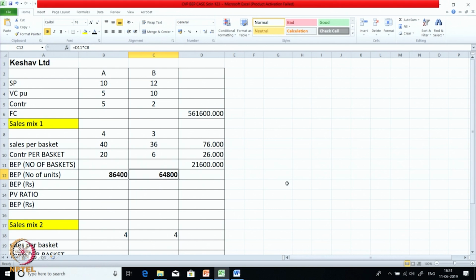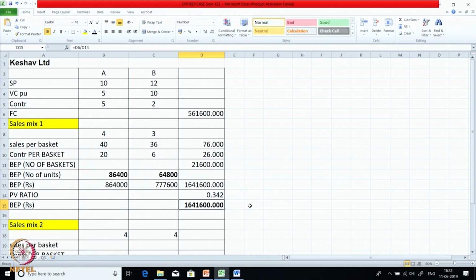How to get BEP in rupees now? One easy way is just multiply, that is 86,400 into 10, so 8,64,000, and 64,800 into 12, 777,600. Also compute the PV ratio. As a weighted average we get 0.342. Again we can compute the BEP, which is 16,41,000. I am just trying to give you a cross check. Either you can do it from units multiply, still you get 1641, or go for weighted average for the product mix and get BEP. Both will give you the same answer.